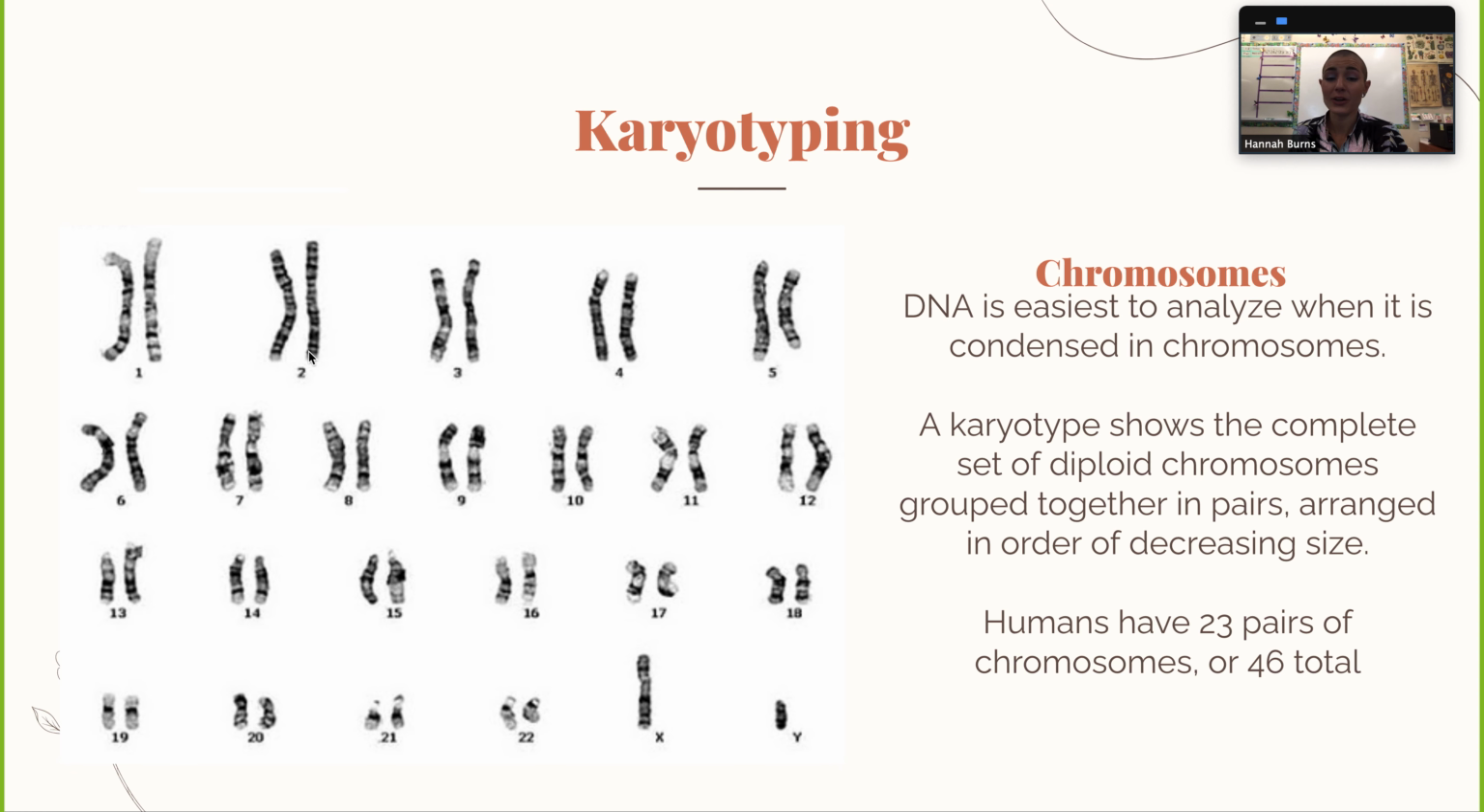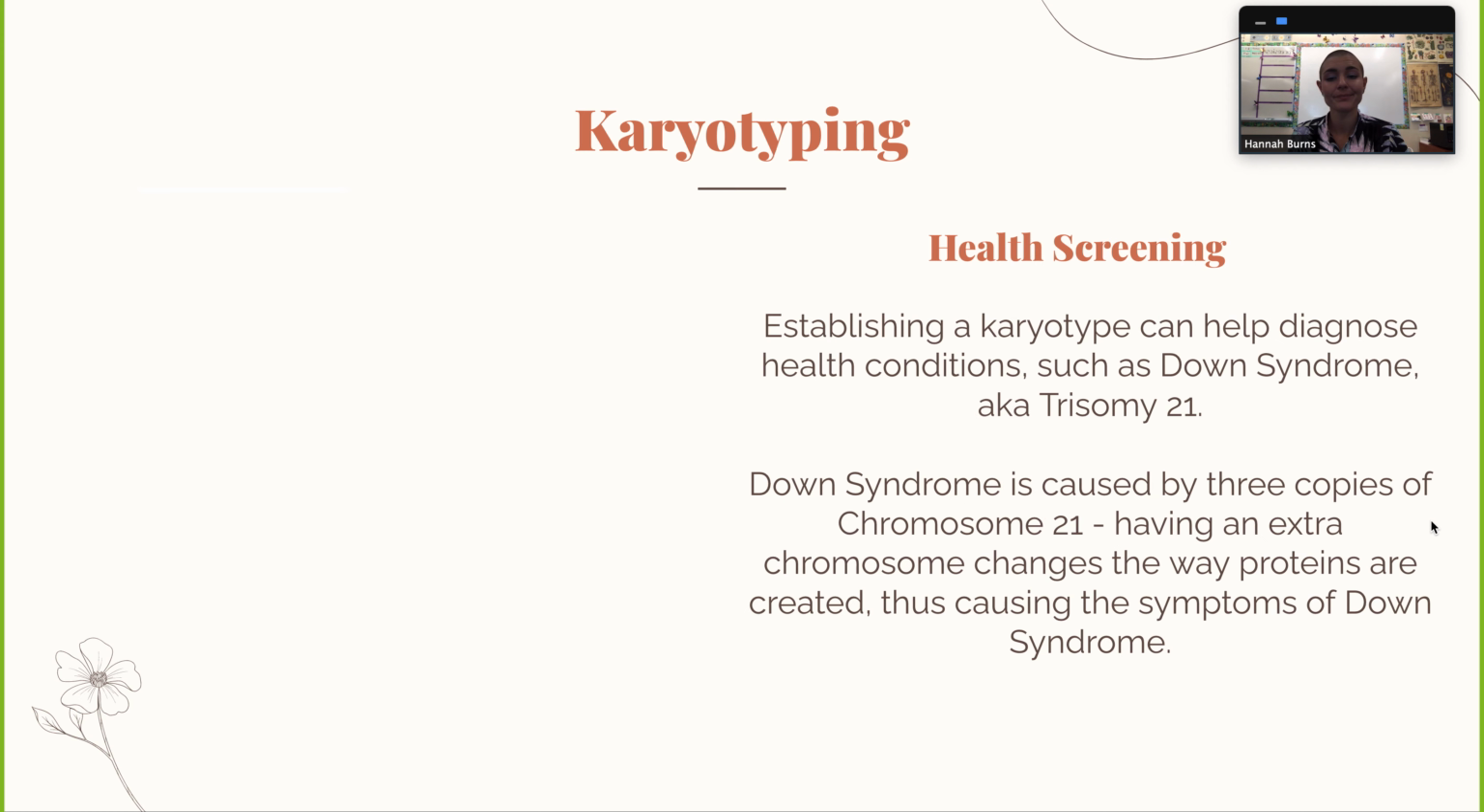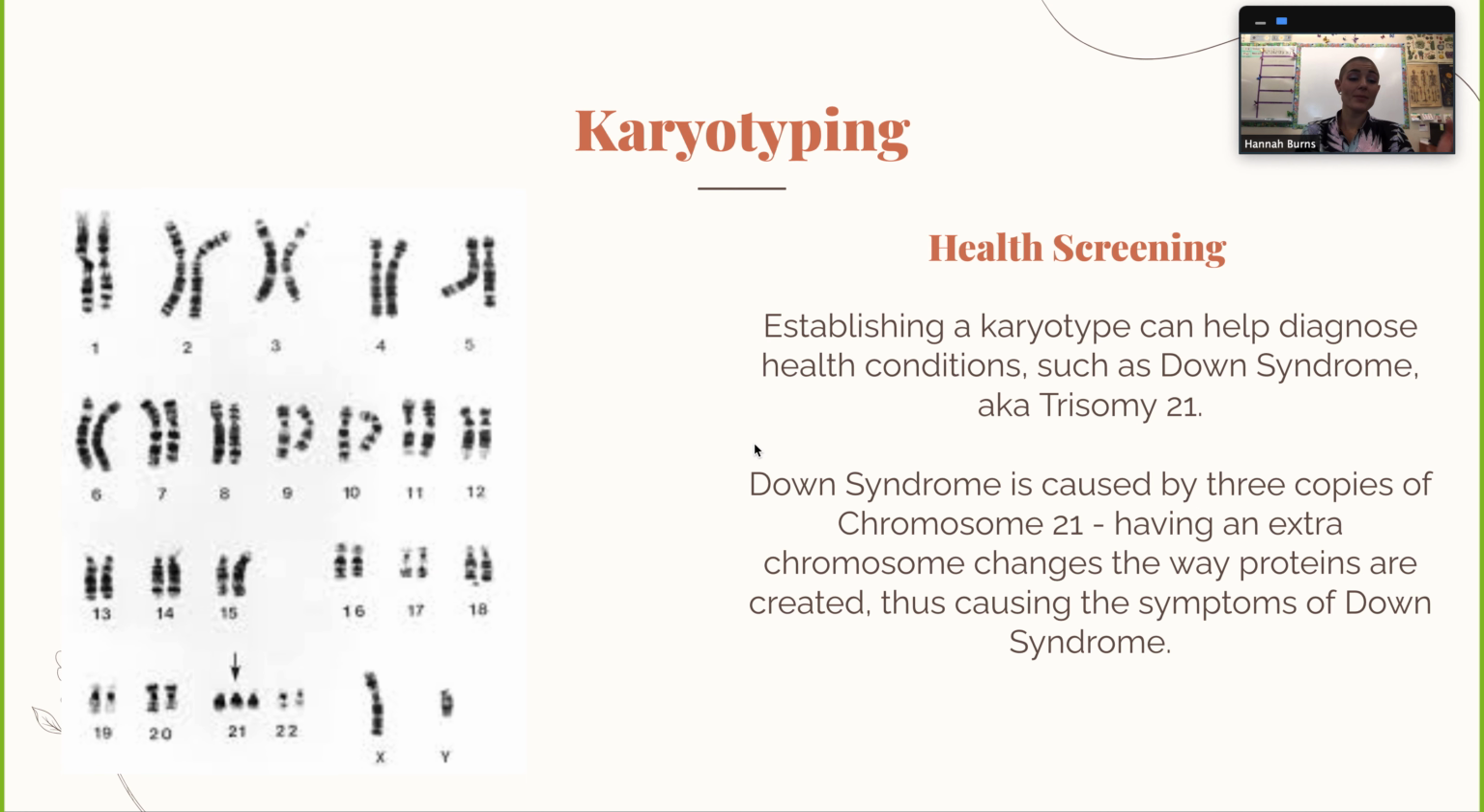And they are normally arranged in order of decreasing size. So going from 1 to 22, and then these are the sex chromosomes X and Y. So establishing a karyotype can really be helpful for diagnosing different health conditions such as Down syndrome, which is also known as trisomy 21. The reason it's called trisomy 21 is because they have 3 copies of chromosome 21. You might not think that's a bad thing, but sometimes having an extra chromosome can change the way that our proteins are created. And in Down syndrome, that actually causes the symptoms. So more is not always better.